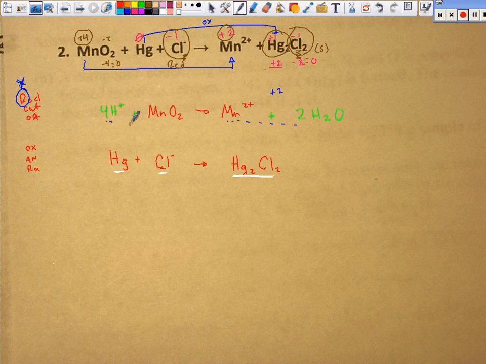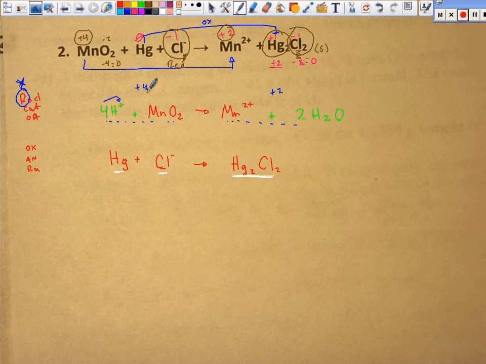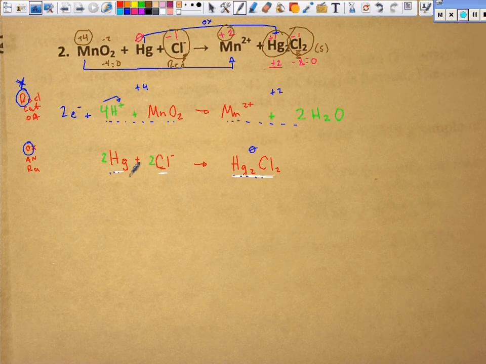On the bottom, the only thing that's not balanced is the atoms. So I need 2 Hgs and 2 Cl minuses. We don't need any hydrogens or any water, so we're good there. Now, since we are in oxidation, our electrons go on the other side. This whole side is neutral. This whole side, remember, those of you that keep messing this up, that 2 does apply to that negative, so it's -2. That means I need plus 2 electrons.